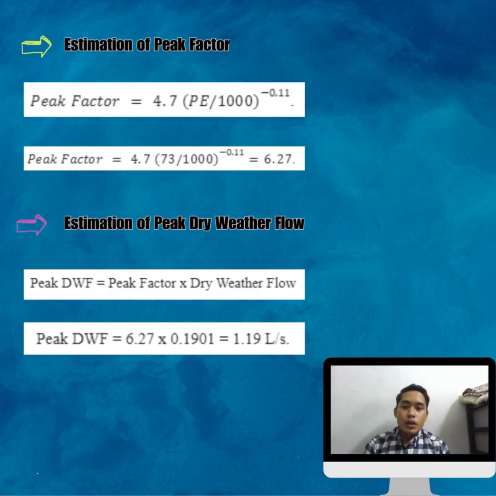After we calculate the dry weather flow, for the next step, we must estimate the peak factor. For the peak factor, the equation is 4.7 times PE per 1000 to the power of negative 0.11. We insert the value of PE and we get a peak factor of 6.27. After that, we must estimate the peak dry weather flow. The formula for peak dry weather flow is the peak factor multiplied by the dry weather flow. For this, we get a peak dry weather flow of 1.1 liter per second.